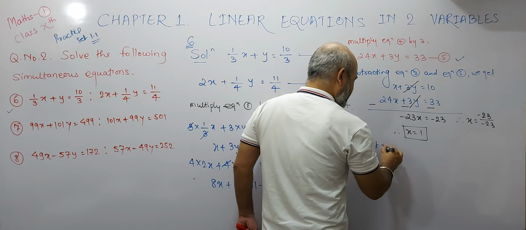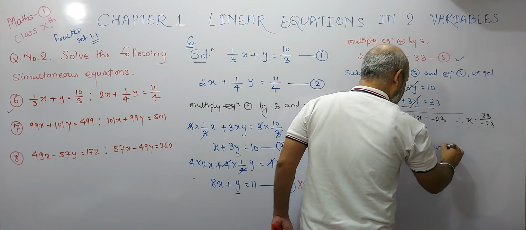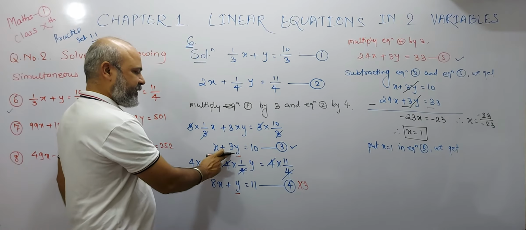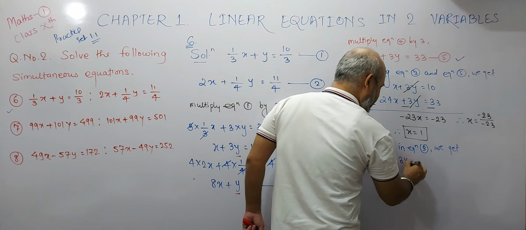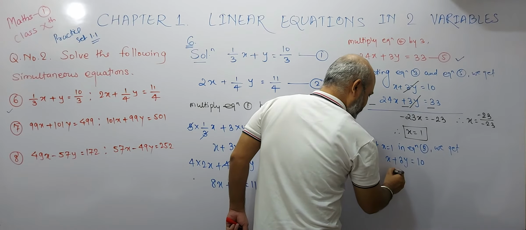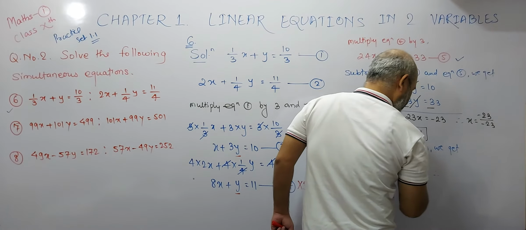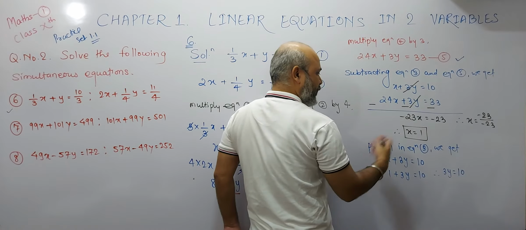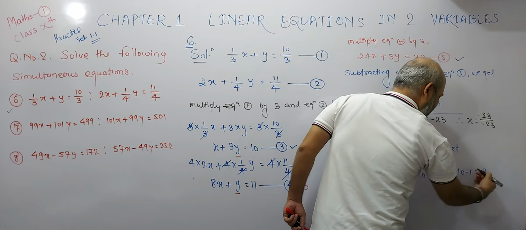put x is equal to 1 in equation 3, and we get, what is equation 3? Equation 3 is x plus 3y is equal to 10. What is x? X is 1. So 1 plus 3y is equal to 10. Therefore 3y is equal to 10, and you will transfer this plus 1 to the right hand side. So this will be minus 1, which is equal to 10 minus 1 is 9.